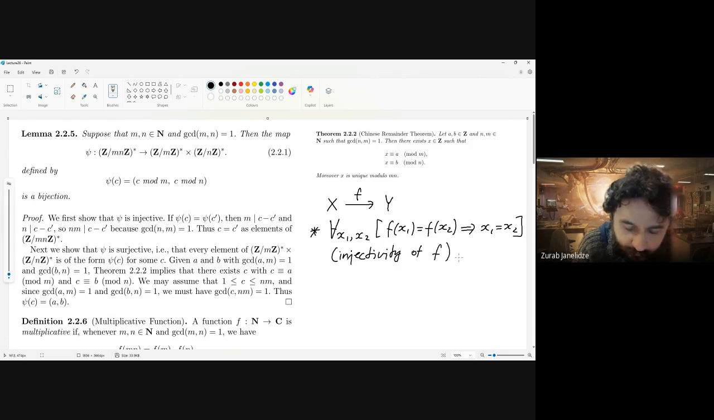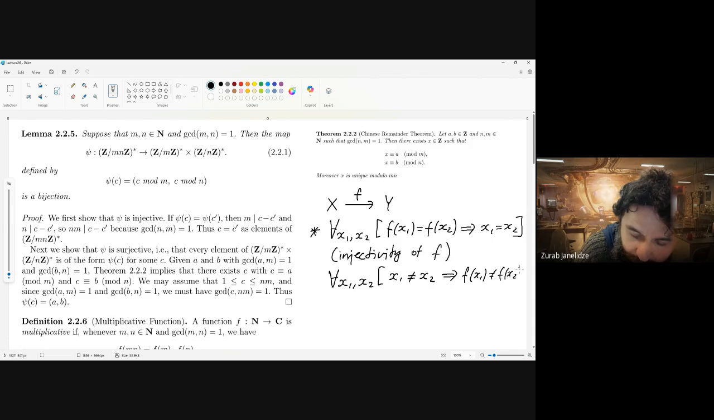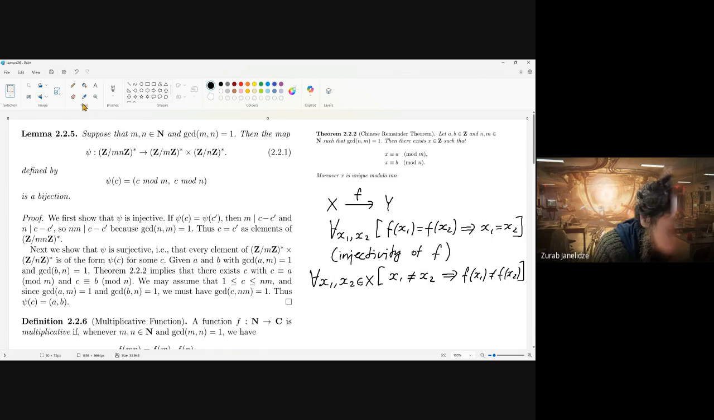There is another way to phrase the same property by a logical process called contrapositive. If x1 is not equal to x2, then f of x1 is not equal to f of x2. And this must hold for all x1 and x2 in the domain of the function. Let me indicate that here. So the x1 and x2 come from the domain of the function, which in this case is X, right?